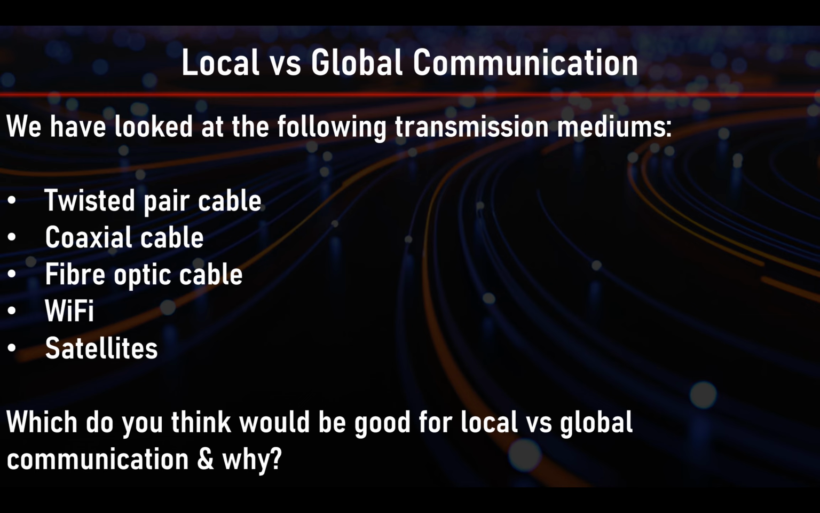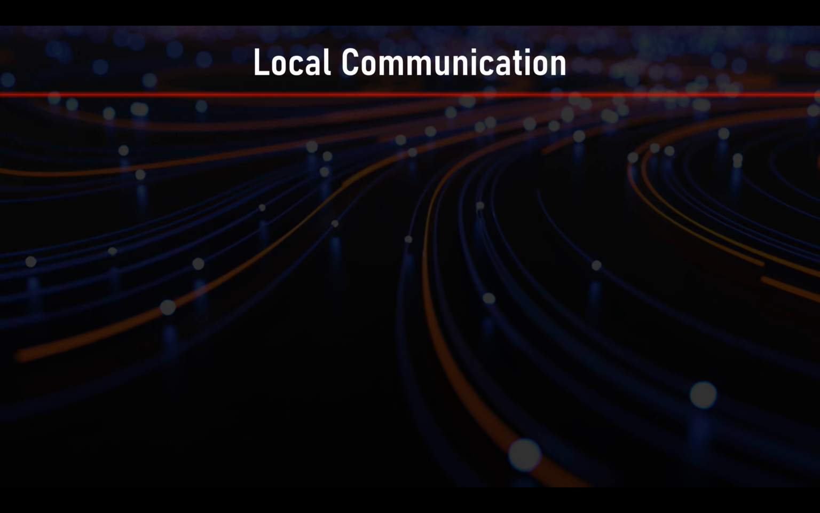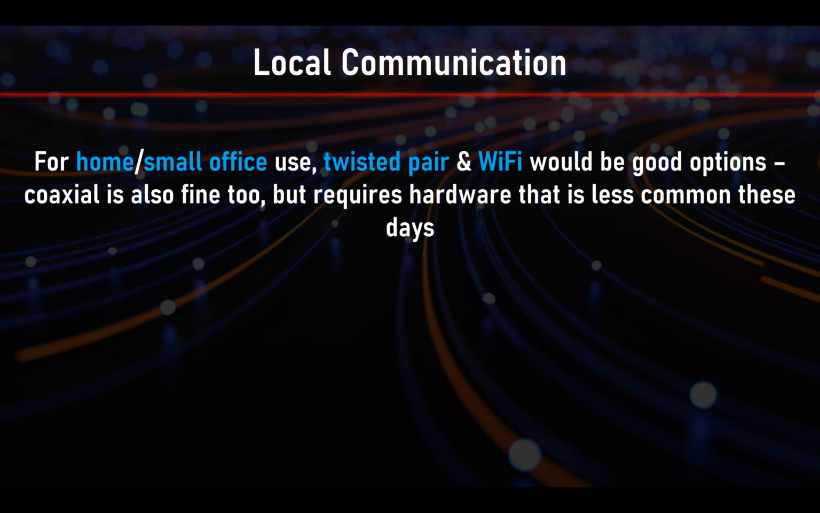So try to have a think again. Think about the bandwidth, the attenuation, the interference, the need for repeaters, the price. So for home or small office use, as we said, twisted pair and Wi-Fi are going to be a good option, since the bandwidth is good enough. Of course, Wi-Fi is going to provide the advantage.